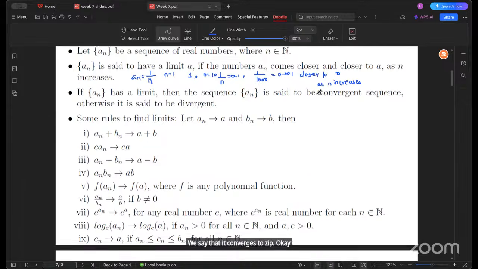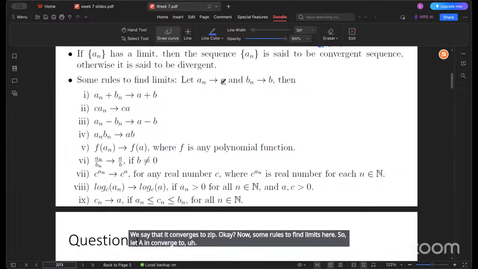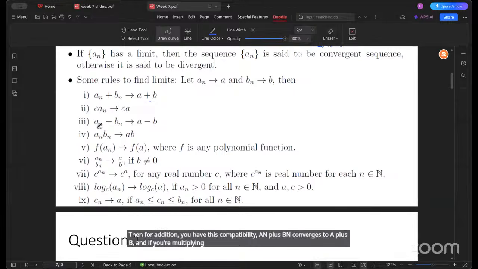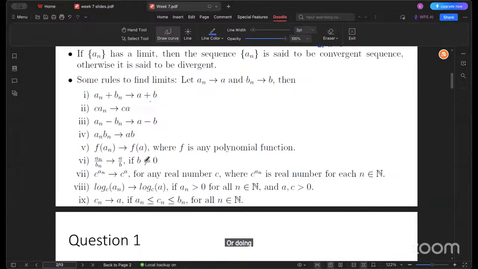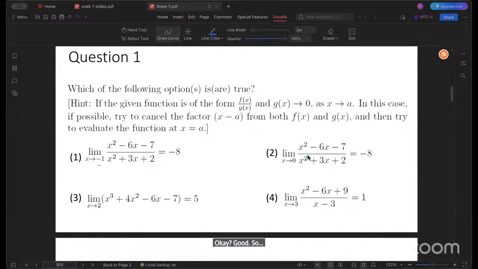Okay. Now some rules to find limits here. Let's suppose an is converging to a and bn is converging to b. Then for addition, you have this compatibility: an plus bn converges to a plus b. And if you are multiplying with a scalar or doing subtraction, and so many other rules are there. So these rules are going to help us to solve problems. Okay, good. So we'll try to look at the first problem and we'll explore what can be done.